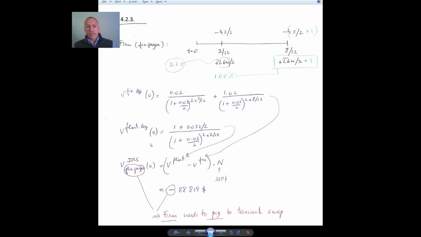So what does that mean exactly? Here, the swap has not ended yet. We still have 2 more payments to go. But if for some reason the firm wants to terminate the swap right now, at this moment, then the fair amount to pay to the other counterparty, to the bank, is this. All right? So the firm needs to pay this amount if the firm wishes to terminate the swap right now.